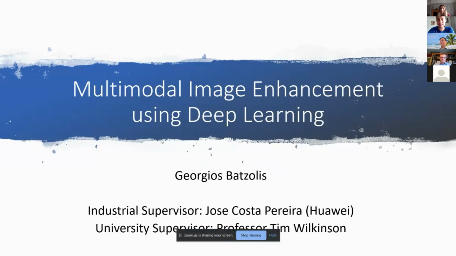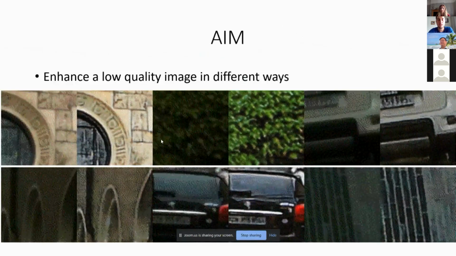Okay, perfectly. My name is Georgios Batzolis, and my project is on multimodal image enhancement using deep learning. My industrial supervisor was Jose Costa Pereira, who works in Huawei R&D, and my university supervisor was Professor Tim Wilkinson. I want to thank them both for the guidance and support that I received from them. The aim of my project was to train a neural network to learn how to enhance a low-quality image in different ways, as you can see in this slide.